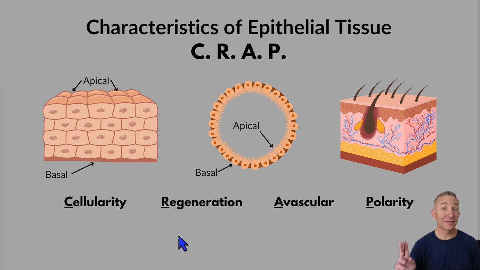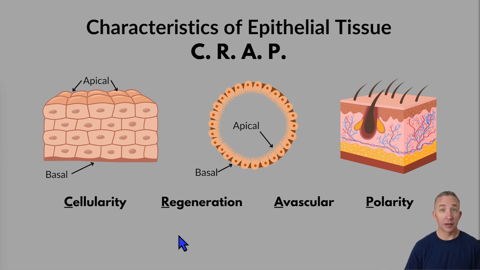We're learning the characteristics or properties of epithelial tissue. There are four types of tissues in the body: epithelial, connective, muscle, and nervous. As we learn the four types, the best way to learn them is to describe them by comparing their structures with the other types of tissues.